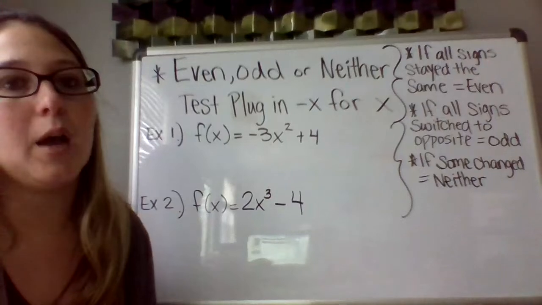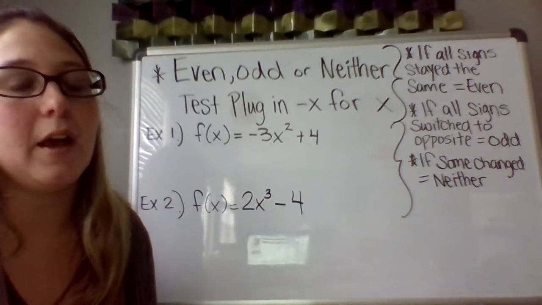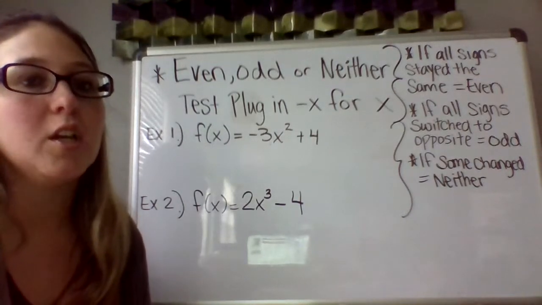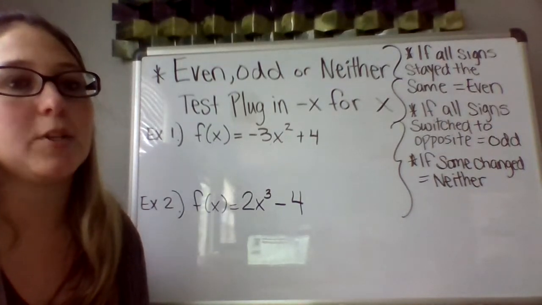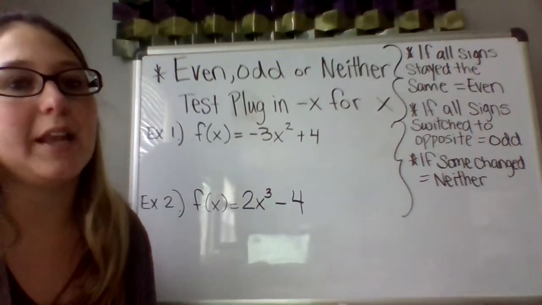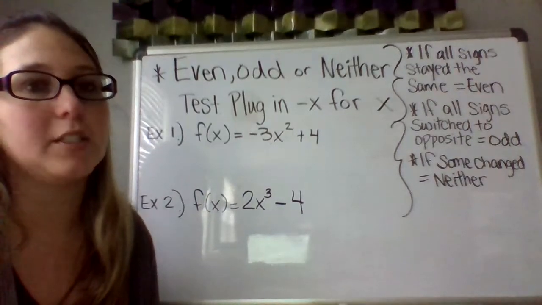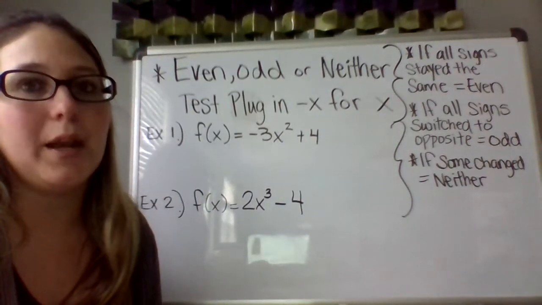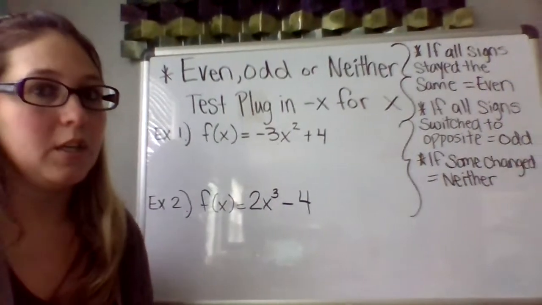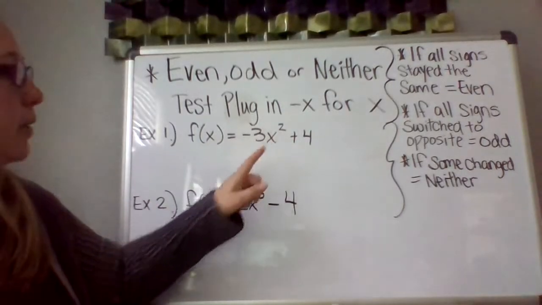Usually for an odd function, our key thing to look for is that we're going to have symmetry about the origin. So we're going to be able to see symmetry in the graph on the origin. So again, if you're looking at a graph, you can sometimes see that also. So let's do an example. Actually, 2 examples. So the first example we're going to do is negative 3x squared plus 4.